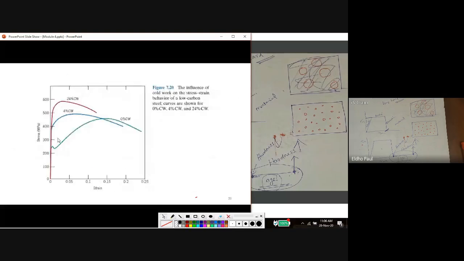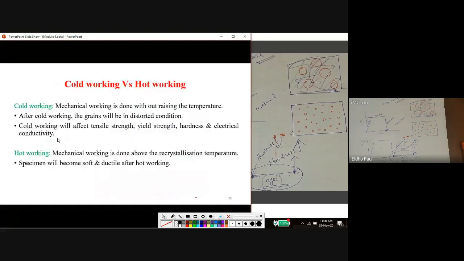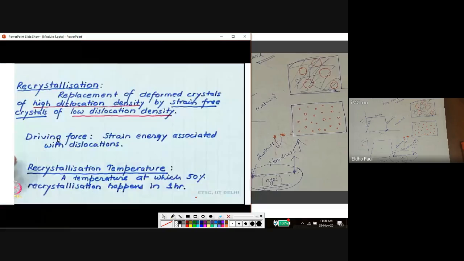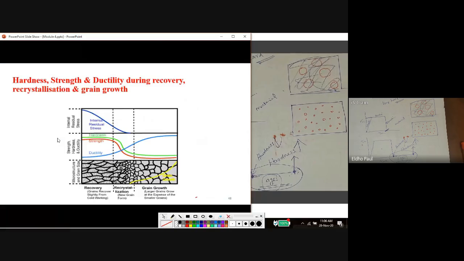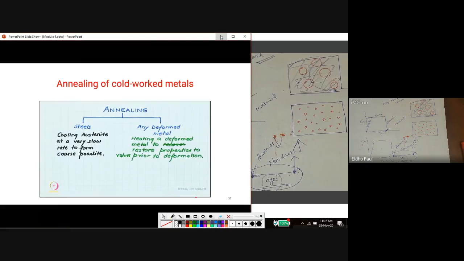Next class, we will study the effects of different alloying elements. Okay, effects of different alloying elements. Any doubt?